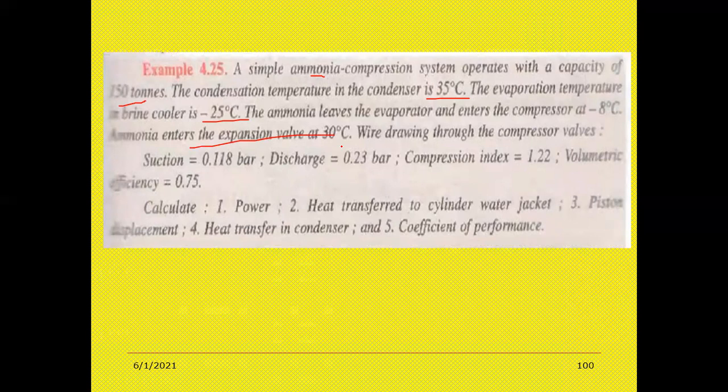Now, what is the given data? The system operates with a capacity of 150 tons. The suction is 0.118 bar, the discharge is 0.23 bar, compression index is 1.22, and volumetric efficiency is 0.25. Calculate the power, heat transfer to the cylinder with the water jacket, piston displacement, and power transmission.